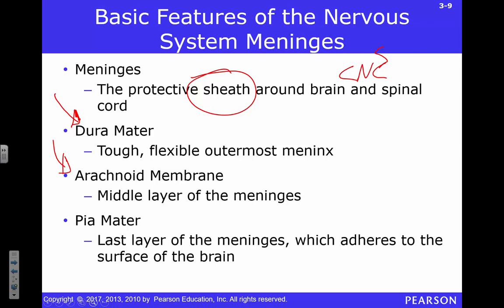Beneath that, you have something called the arachnoid. It's called that because if you pull the dura up and it stays attached, it looks like these little spider web sort of things.